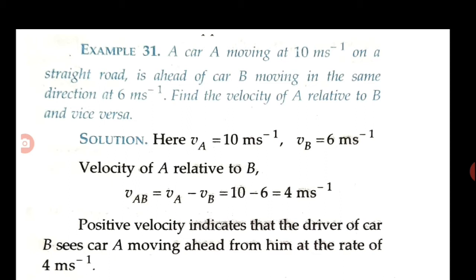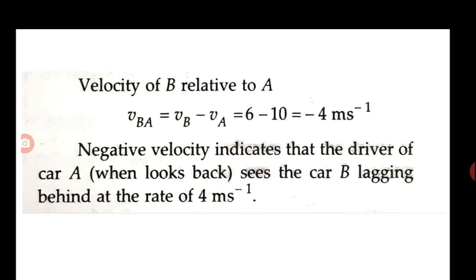second. So relative velocity positive means that the driver of car B sees the car A moving ahead of him at the rate of 4 meter per second. So that is the relative velocity of A with respect to B. For B, A seems to have a velocity of 4 meter per second. That is the meaning of relative velocity.